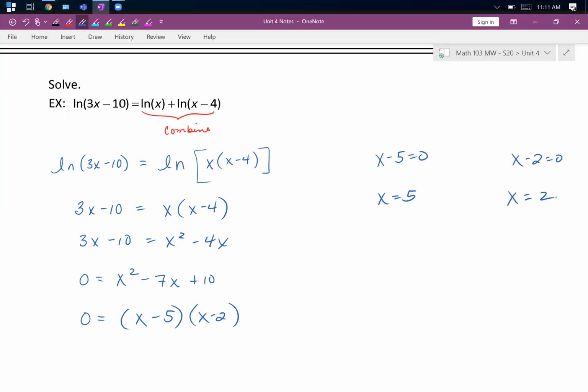Questions on the solving process? All right, well, now we got to quick check the solutions. We're simply going to take each solution individually and plug it into each of the original arguments. Make sure that you're plugging it in the very original, not what you've combined. So if I plug 5 in, do I get a positive number in each one of those arguments? I get 5, 5, and 1. So that one works.